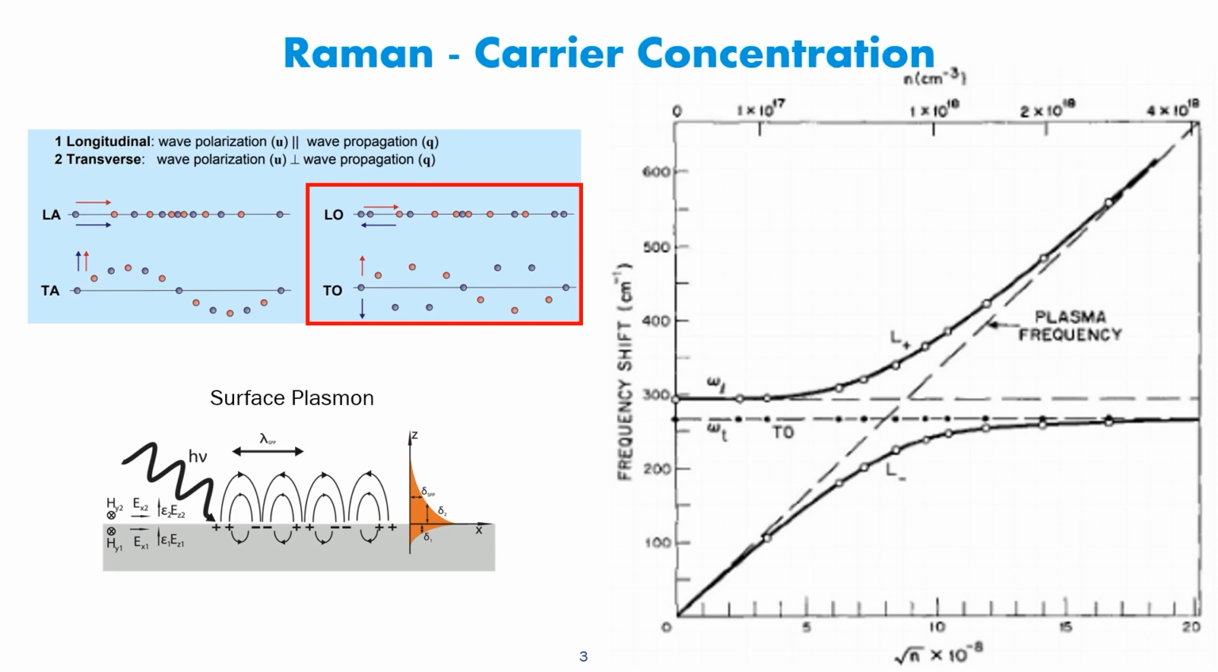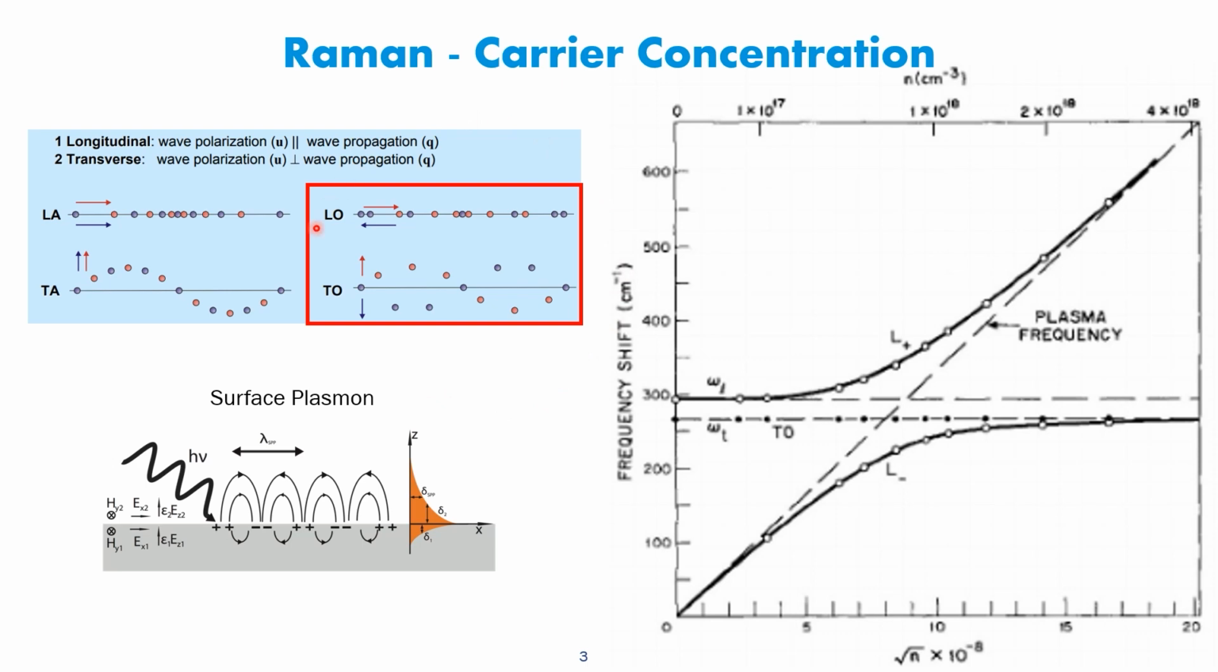The symmetry of those phonons are shown here, so we can have longitudinal acoustic modes, longitudinal optical modes, where the motion of the atom is in the same direction as the motion of the wave vector. We can also see transverse acoustic modes and transverse optical modes, where the wave vector is perpendicular to the motion of the atoms.